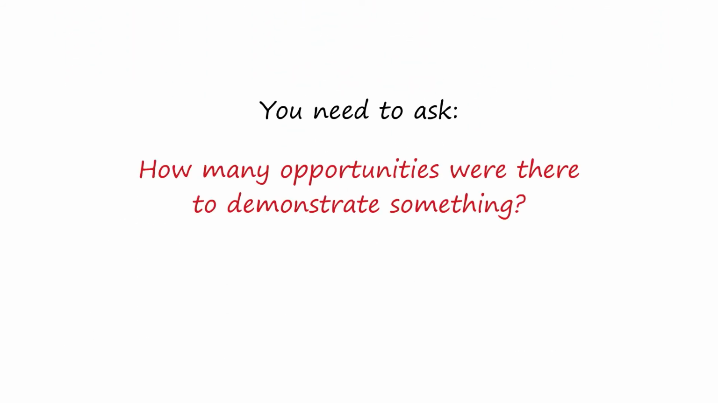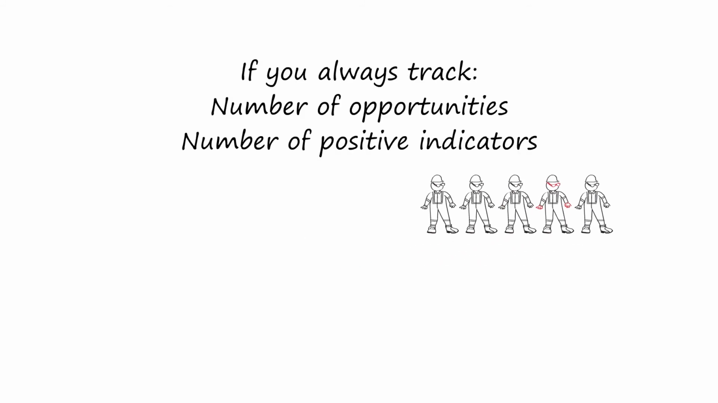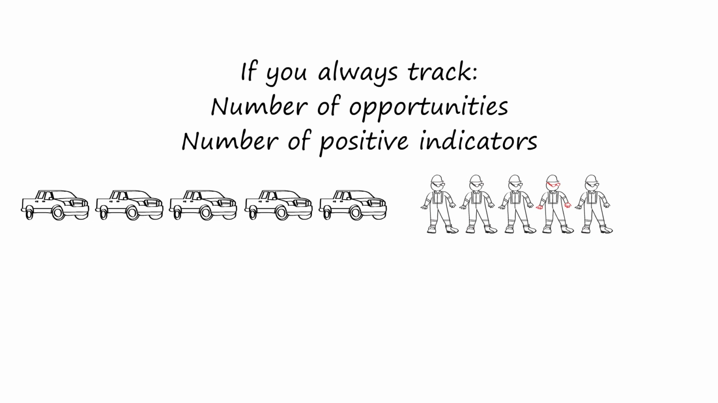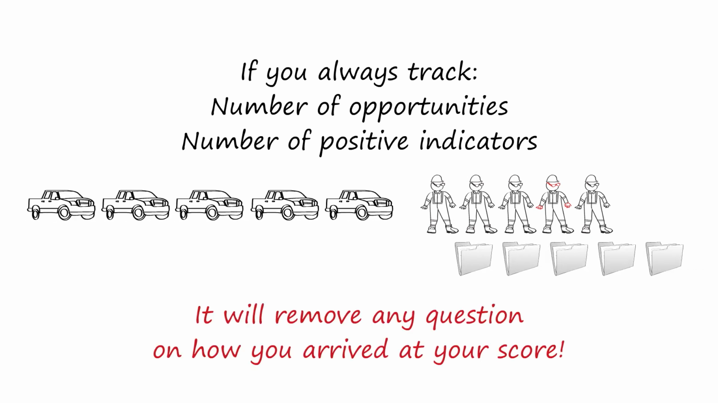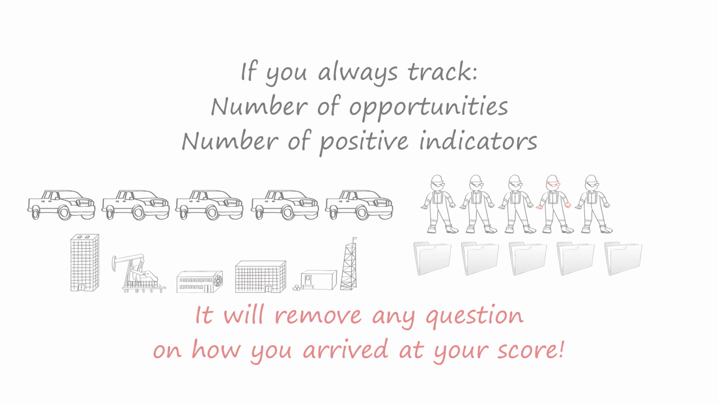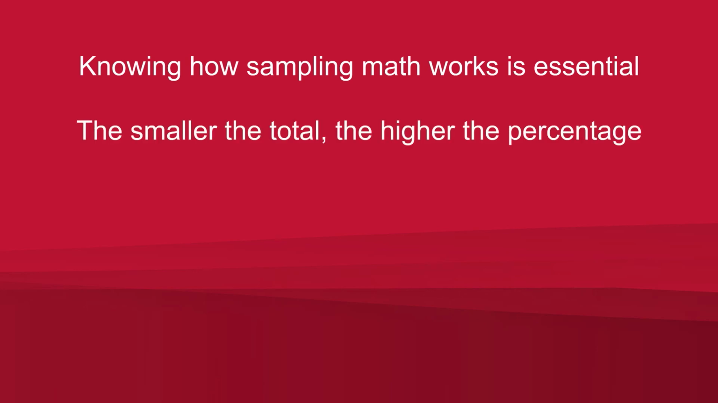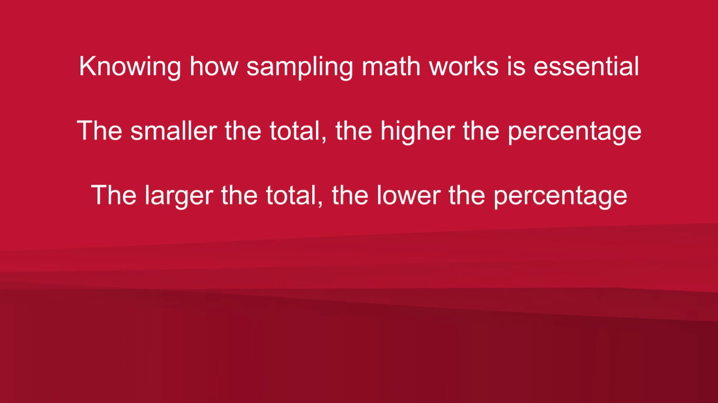You need to ask, how many opportunities were there to demonstrate something? And then, how many of those demonstrated positive compliance? If you always track the number of opportunities and the number of positive indicators, it will remove any question on how you arrived at your score, and it is the sort of material that makes for a solid auditor note. So to summarize, when you are auditing, knowing how sampling math works is essential to get accurate results without doing too much work. The smaller the total, the higher percentage you will sample. The larger the total, the lower the percentage you will sample.